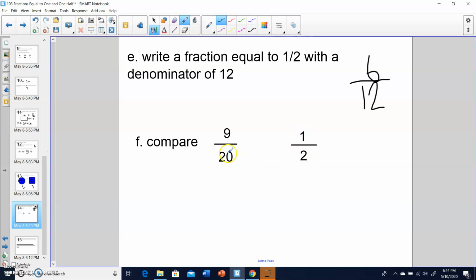Compare 9/20 to 1/2. Okay, so think to yourself, what is half of 20? So 20 divided by 2 is 10. So 10/20 would equal half. Is 9/20 less than, greater than, or equal to 1/2? Okay, less than. 9/20 is less than 1/2.